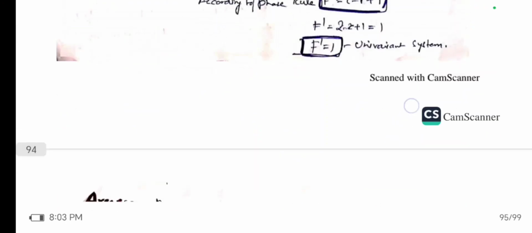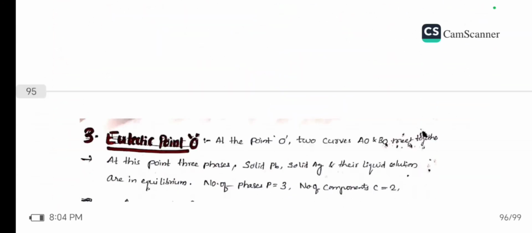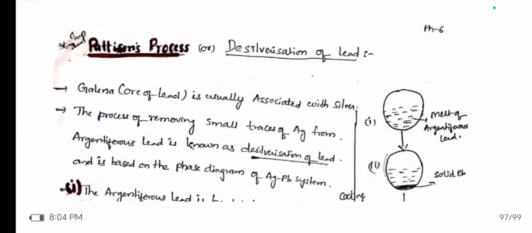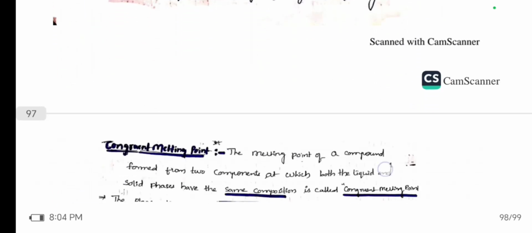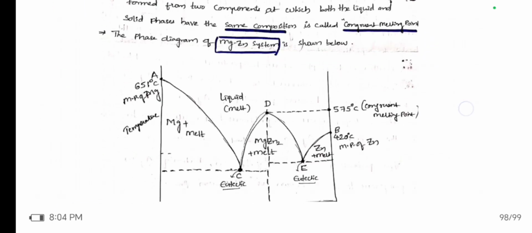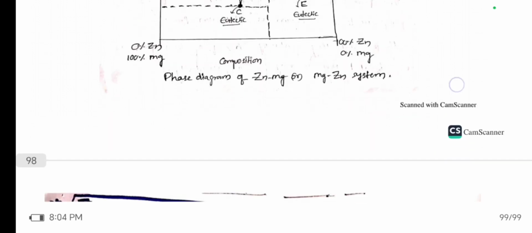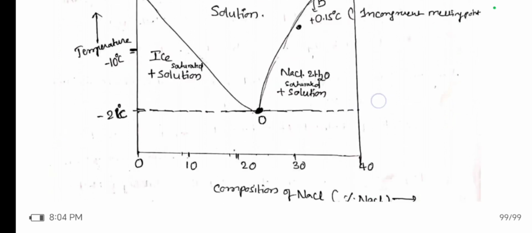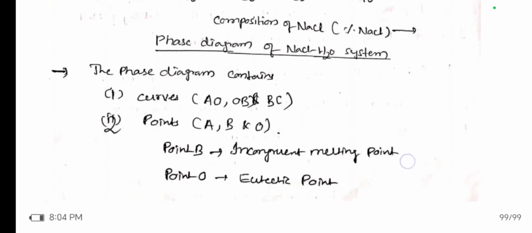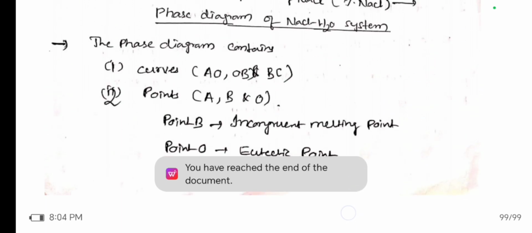Next, okay, this is the phase rule. Desilverization of lead or Pattinson process. Short question. Congruent melting point, magnesium zinc system. For that, at least practice this diagram, magnesium zinc. Okay, easy diagram only. Magnesium zinc, congruent melting point, incongruent melting point. Example is salt water. Okay, this is a diagram. This is the diagram for salt water.